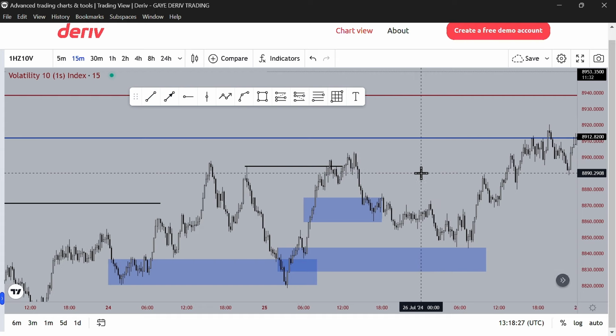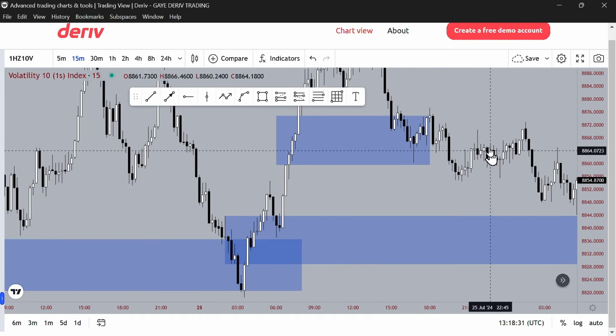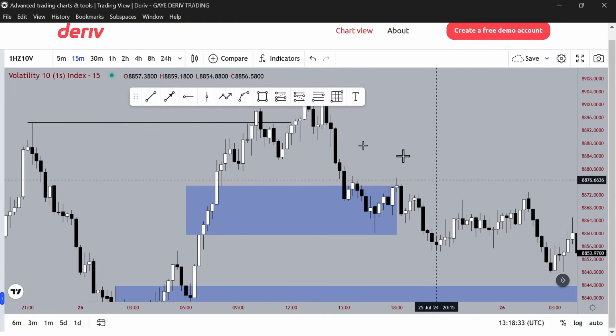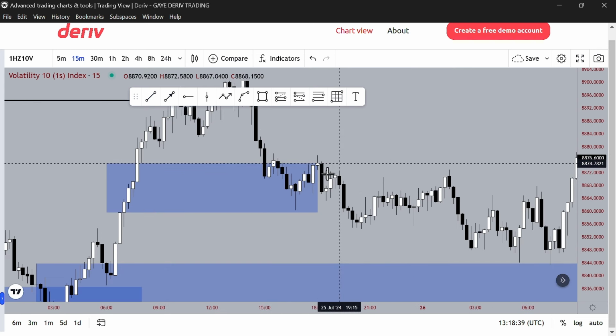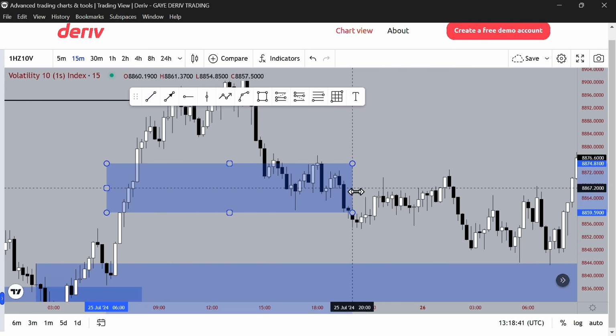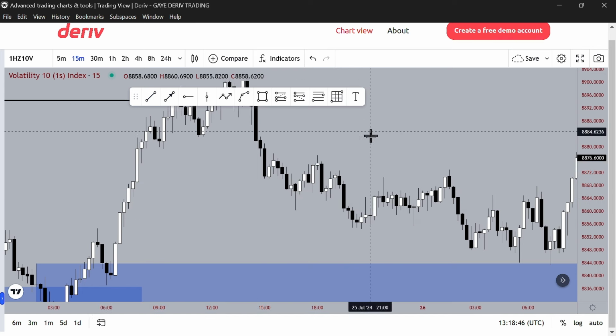First of all, price tapped into our fair value gap. We want to see bullish confirmation. We didn't get any confirmation. Do you see any bullish confirmation from here? You don't see. And then the FVG got disrespected. You can see we closed below it. So right away, you just delete the fair value gap.